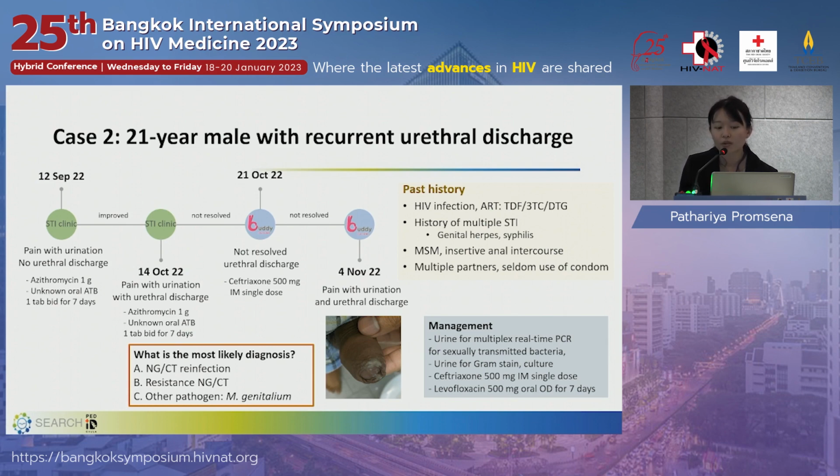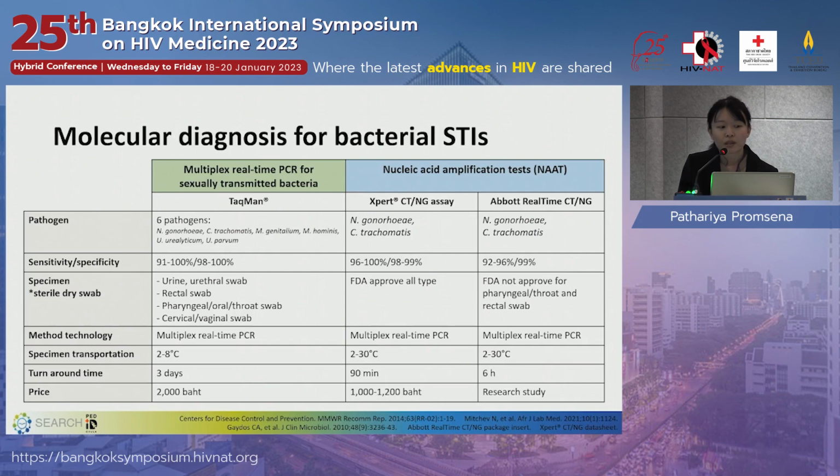So we perform the urine multiplex real-time PCR for bacterial STI to find out the other pathogens, and also urine gram stain and culture from the discharge. And we prescribe ceftriaxone and levofloxacin, the quinolone, in case of infection with other pathogens. For patients with persistent symptoms not resolved after treatment with common antibiotics for gonorrhea or CT infection, this is the indication for testing to find the causative organism for proper management.